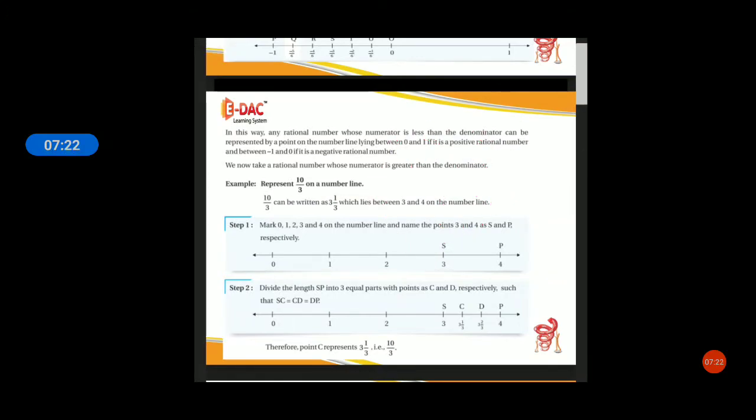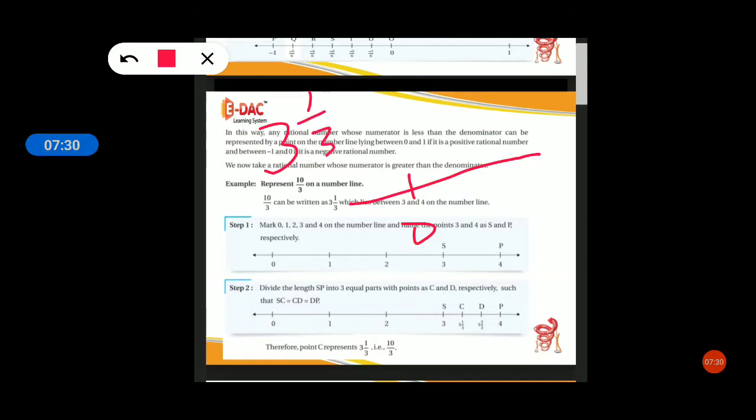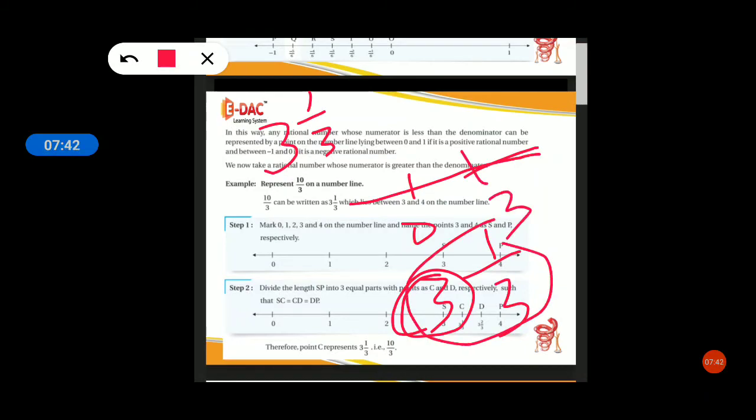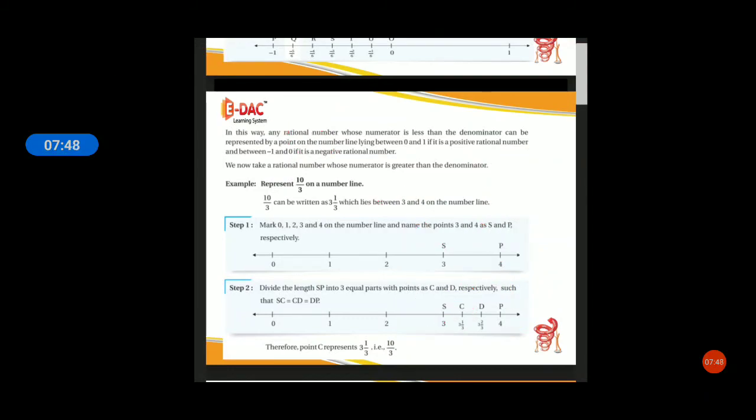Now you need to represent this 3 1 by 3 on a number line. See, we have 0. Since 3 1 by 3 is positive, you need to represent it on the right side. Understood students? Here we have a whole number 3 in 3 1 by 3. So this will lie between 3 and, what is the next number after 3? 4. Understood students?